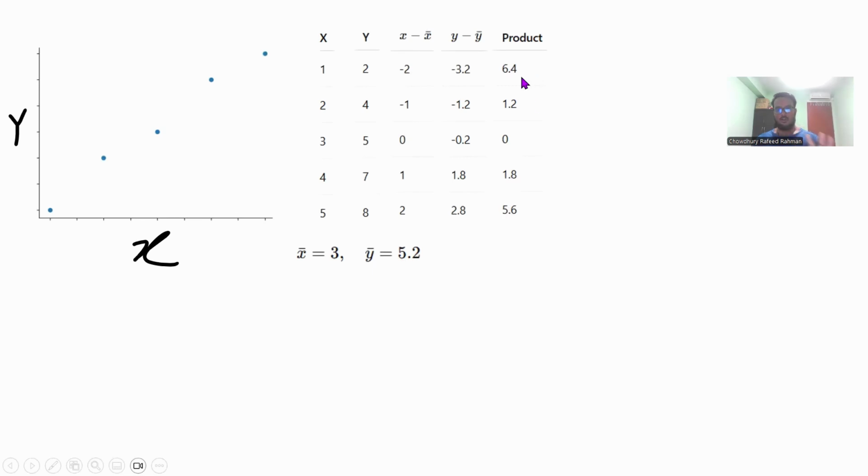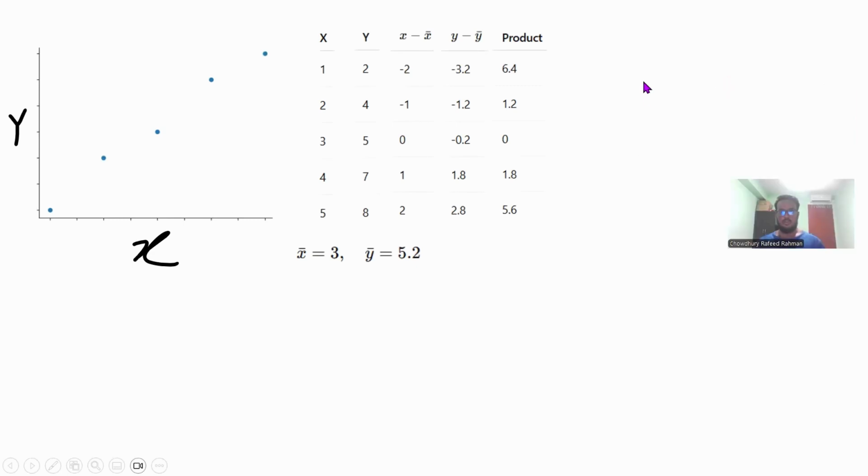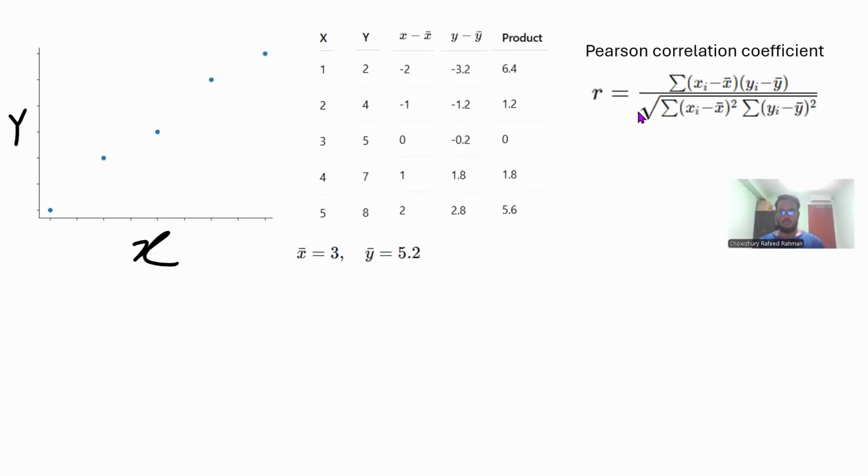Now, we have done a lot of math, but what is the purpose of all of these things? The purpose is to get this Pearson correlation coefficient, and this is the formula. The formula may look very hideous at first, but it has some great intuition, which I will talk about next. If we plug in these values right here, we are going to get R equal to 0.98. Now, let's try to have an intuition of how this formula actually was derived.